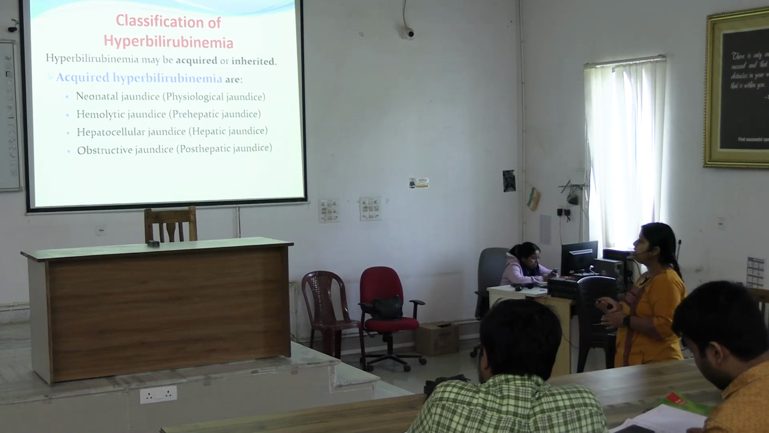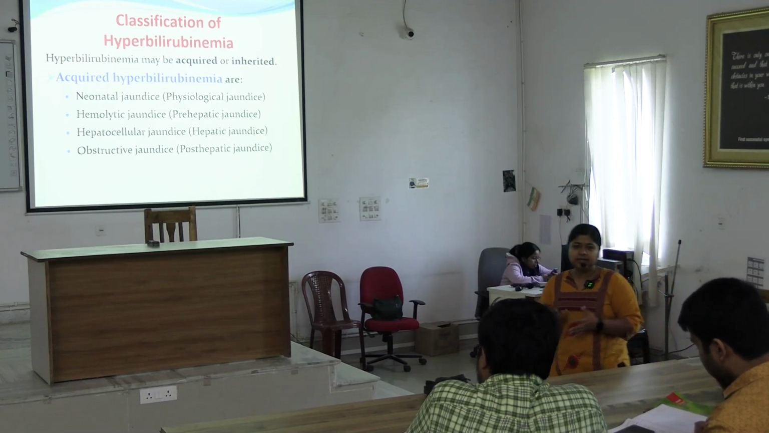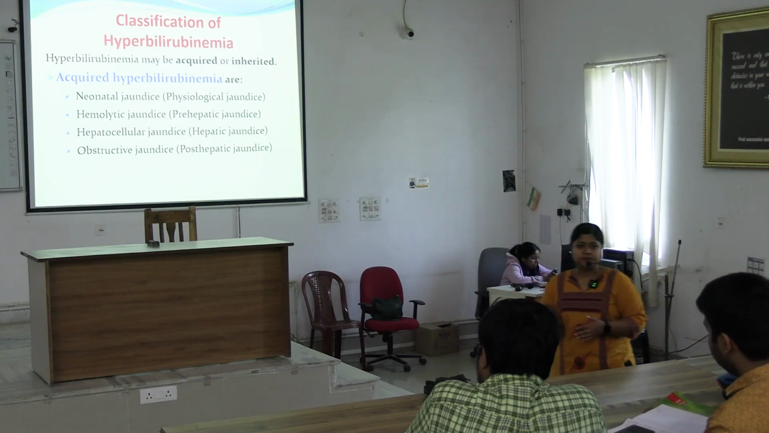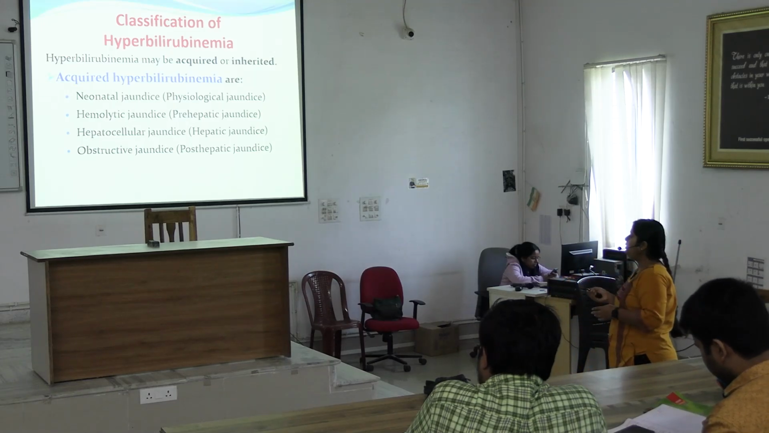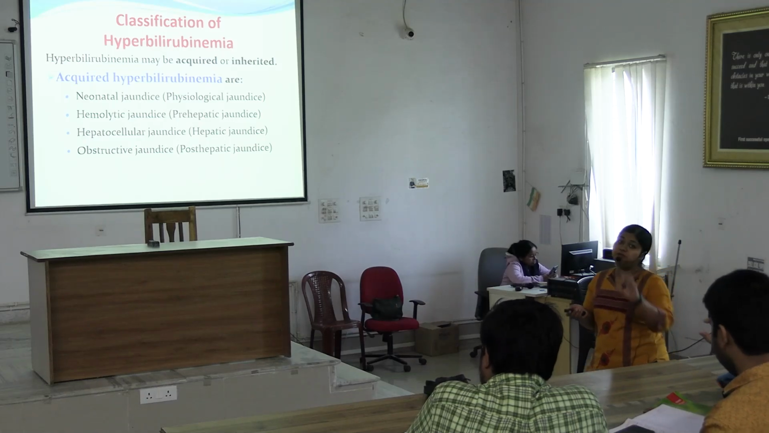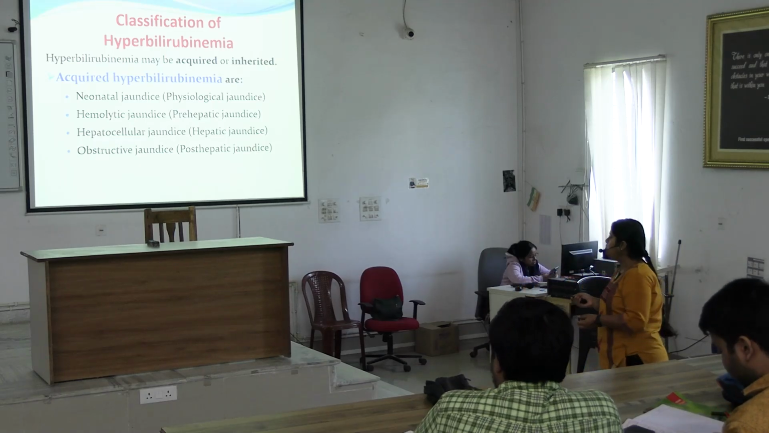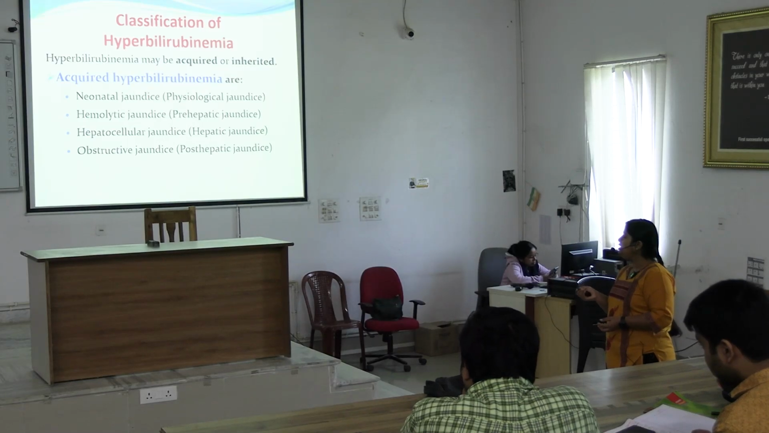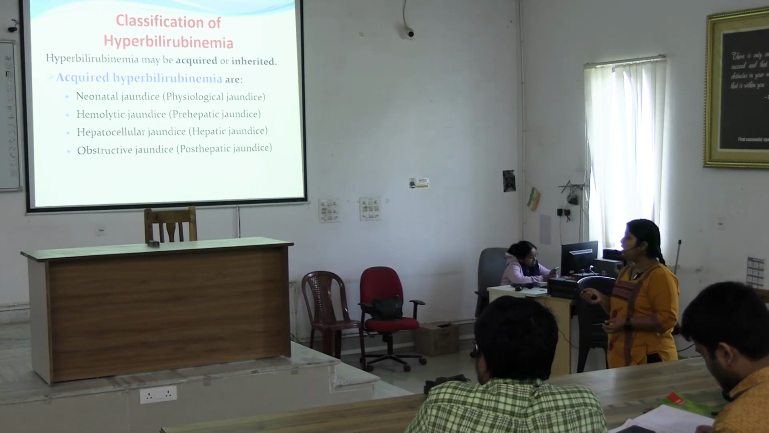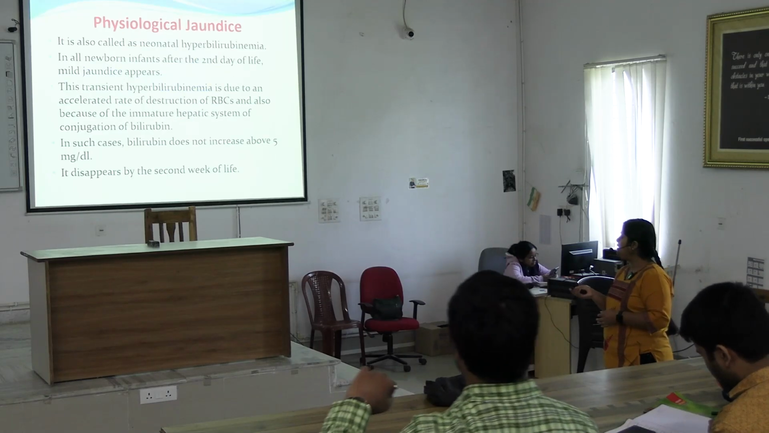Another one is hepatocellular jaundice or hepatic jaundice, when there is hepatitis or any kind of hepatic disorder. The liver is dysfunctional, so that will lead to hepatic jaundice. And the last one is obstructive jaundice: bile duct obstruction, or the hepatic bile canaliculi are obstructed. So that is post-hepatic jaundice. So jaundice can be divided into these 4 types, mainly based on acquired hyperbilirubinemia: prehepatic, hepatic and posthepatic.